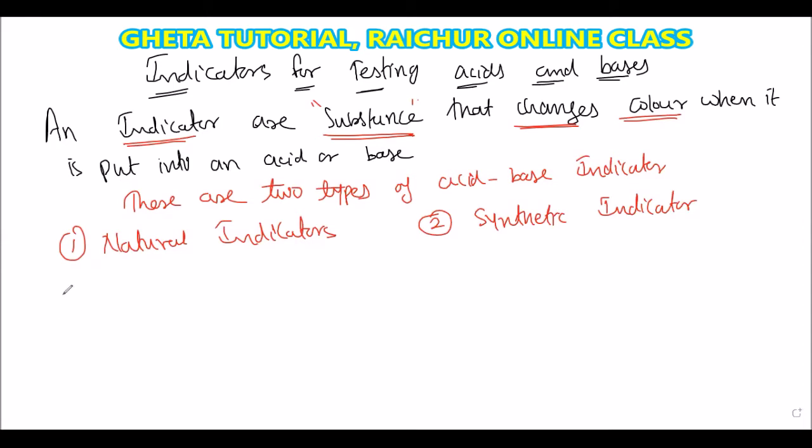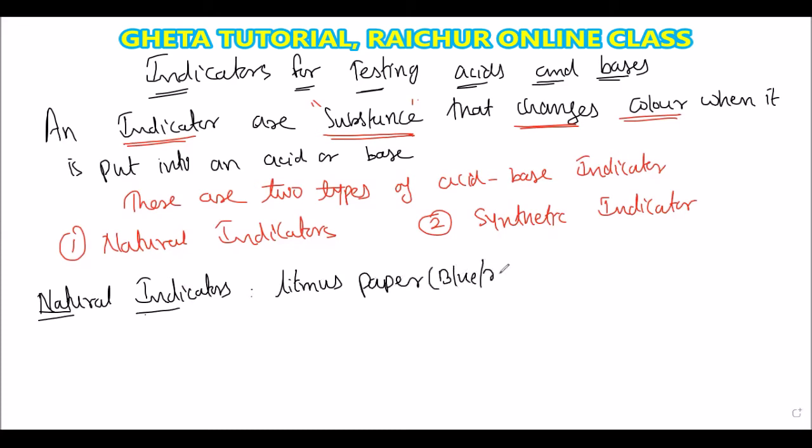Here I'll give you some names of the natural indicators. What are the natural indicators? First comes litmus paper, whether it is blue or red. Next comes turmeric. The third one is red cabbage. What about the synthetic indicators?